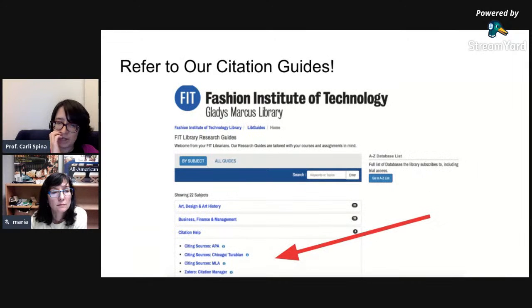I also wanted to point out that we do have a lot of guides that can help you to do this work as well. If you are doing citations and you're struggling with it, please do be sure to refer to our citation guides. Those guides can be found on our research guides page. Under citation help, we have specific guides that will help you to cite sources in APA, Chicago/Turabian, and MLA. So no matter which citation system you're using, we'll have the exact right type of citation offering for you.